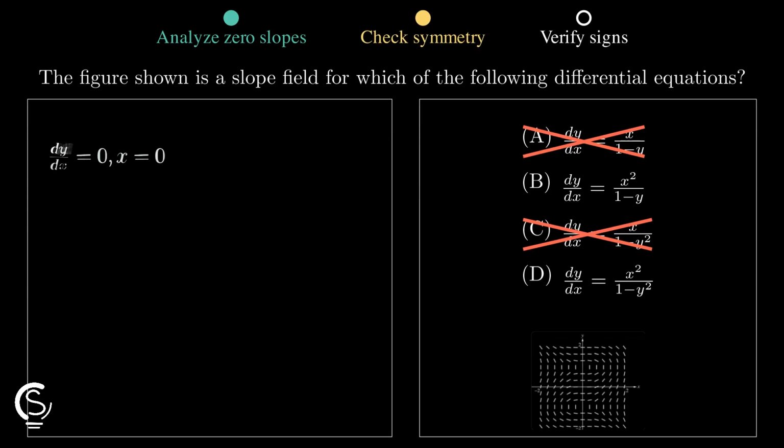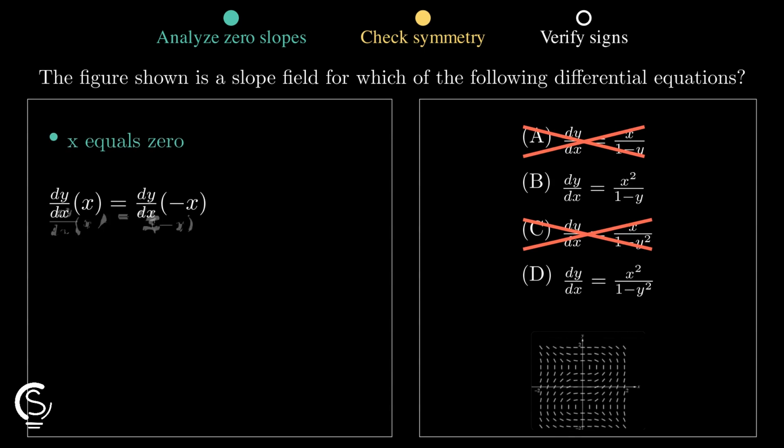Next, observe the symmetry. The slopes are identical for positive and negative x values, implying an even function of x. Since x squared is even, we focus on B and D.